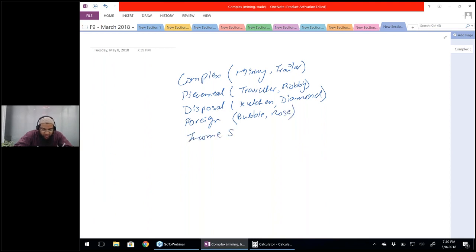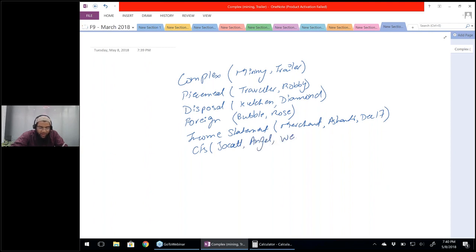For income statement, you can solve Merchant. You can solve Ashanti, and you can solve the recent question of December 2017. And for cash flow statements, we will be solving JOCAT. Apart from this, you can solve Angel and Western. So these are the questions. If you're solving these six areas, the questions, then I think you are well prepared for question number one at least.